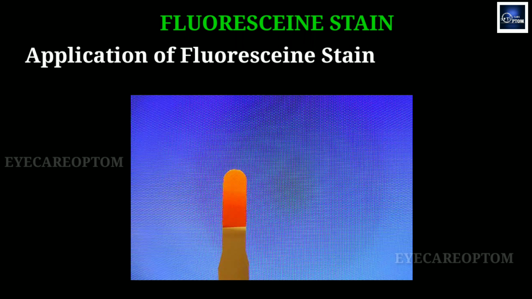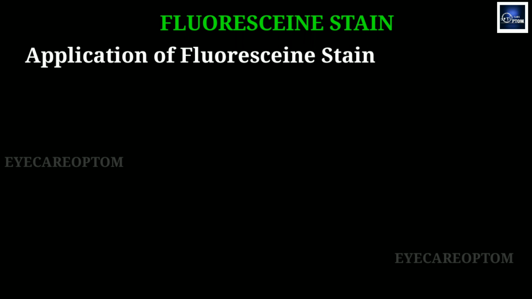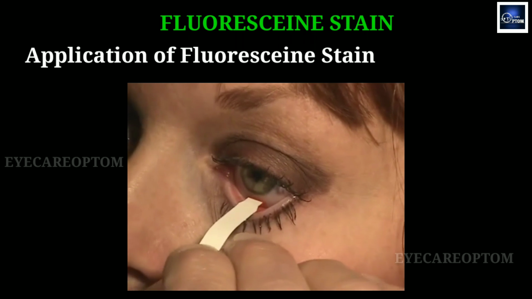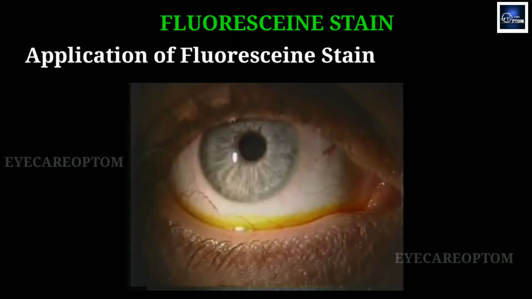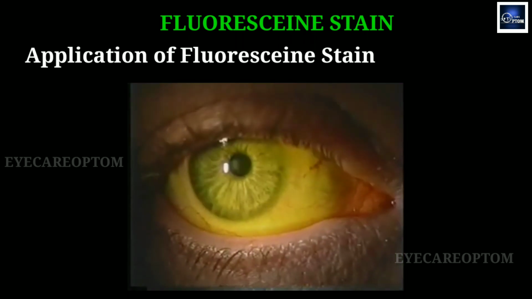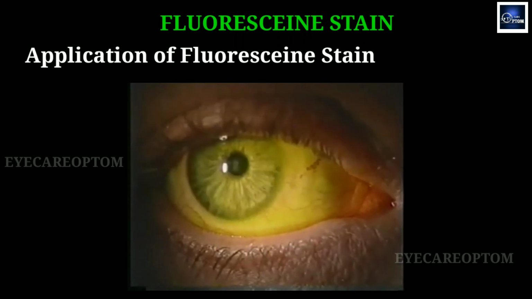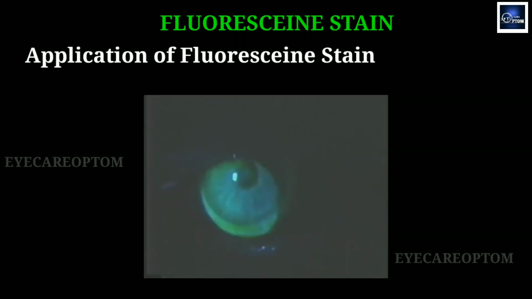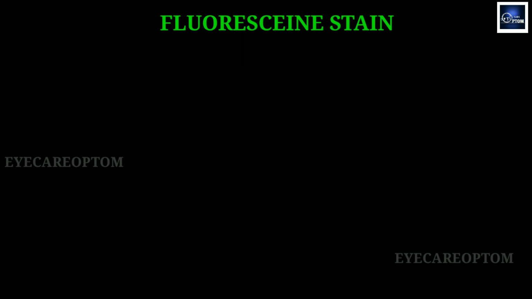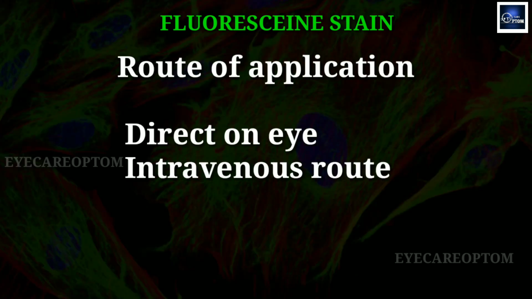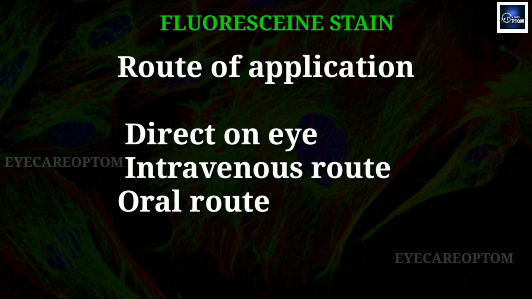Application of this fluorescein stain: a paper strip with one tip stained with fluorescein. The paper strip is moistened with saline water, then placed on the conjunctiva or inferior fornix. After a few blinks, the dye will spread across the eye. For ocular foreign body removal, local anesthesia will be used before staining. Fluorescein can be applied directly on the eye, by intravenous route, or orally.